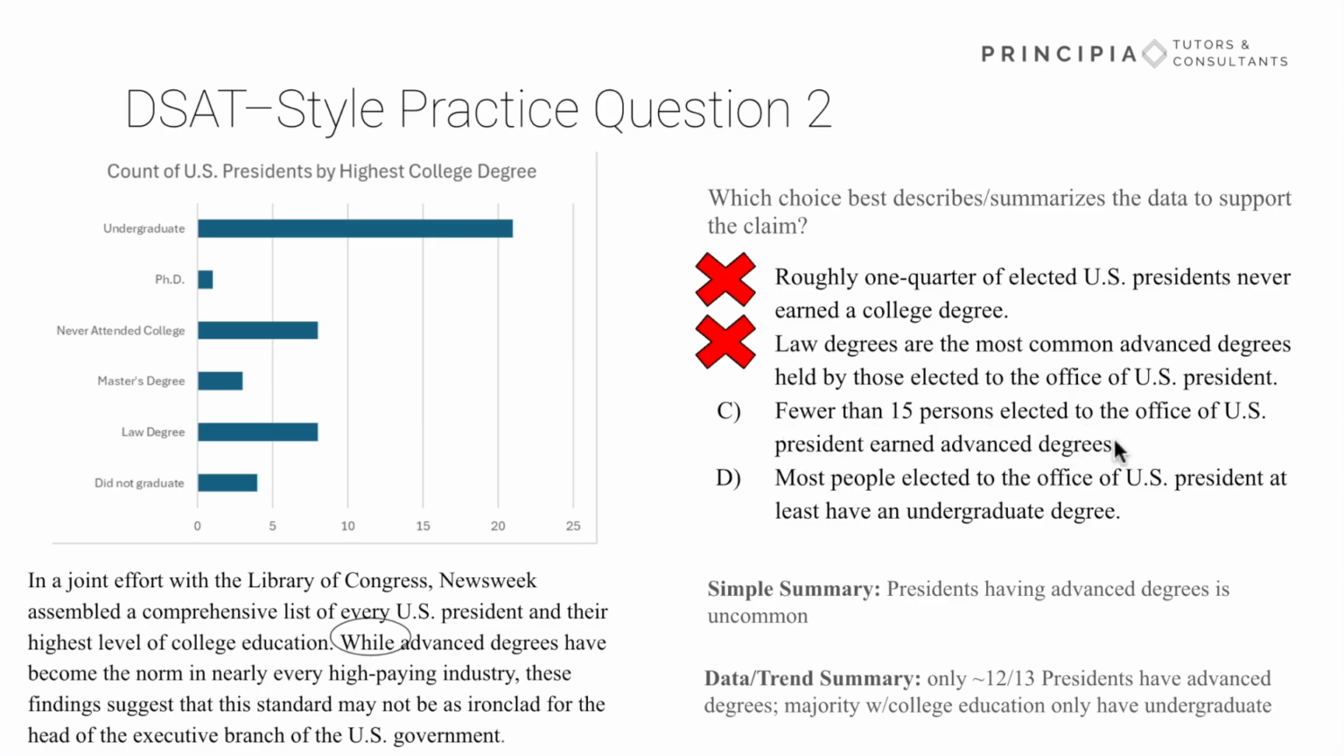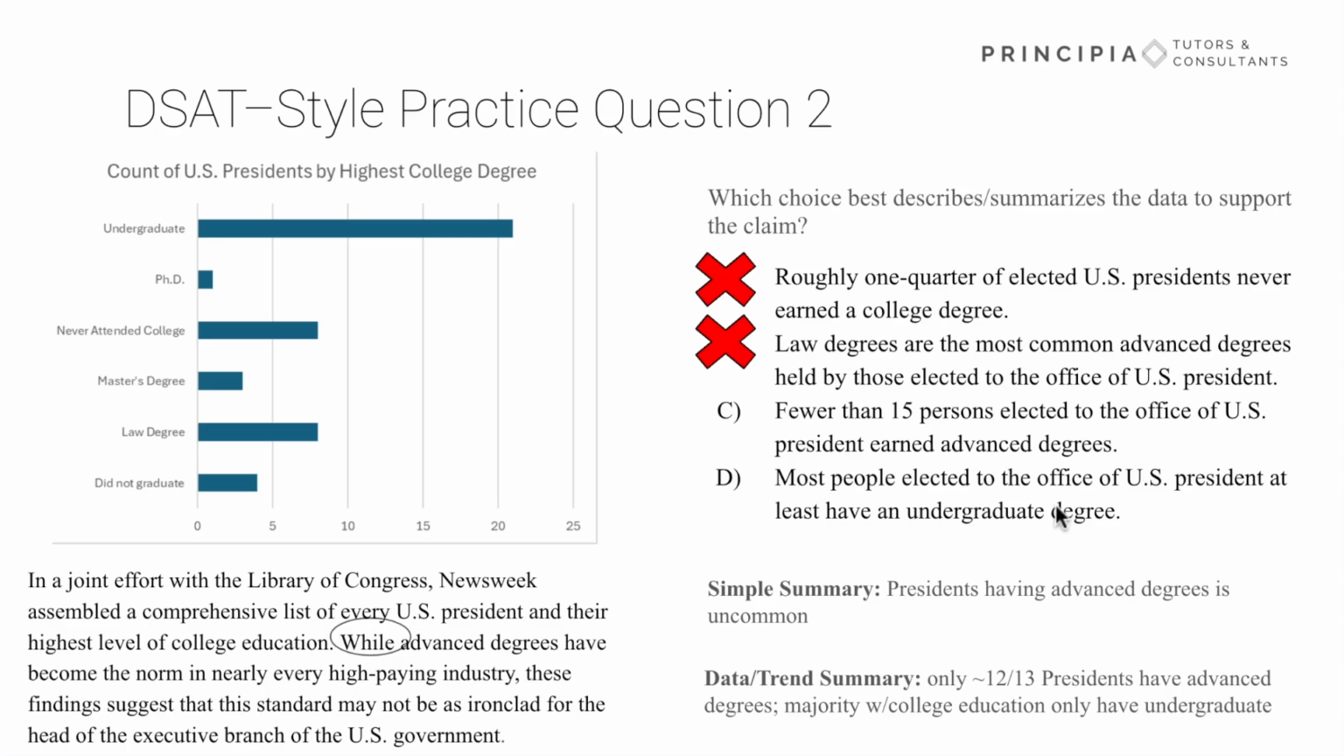Looking at C, fewer than 15 people elected to the U.S. president earn advanced degrees. This looks really strong. We've shown that advanced degrees, if we stack them on top of one another, falls between 10 and 15. And so if it's between 10 and 15, it's less than 15. So it's looking pretty solid. But before we pick C, we want to make sure we can eliminate D.